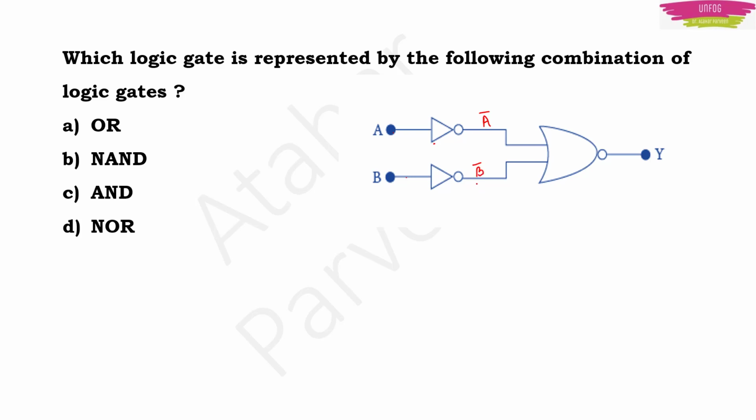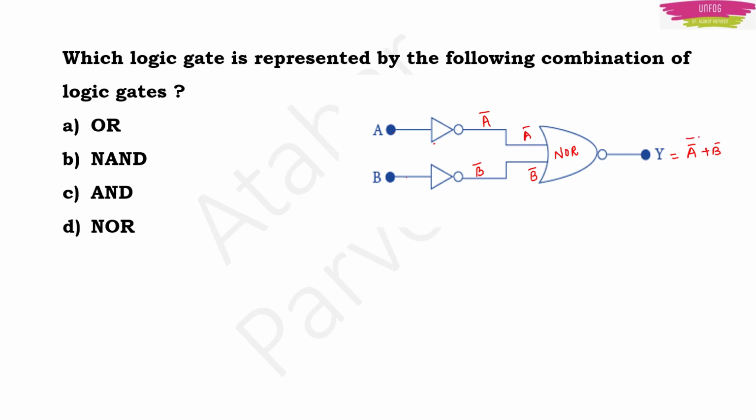And this A complement and B complement will be the input for this gate. And which gate is this? This is a NOR gate. So your output will be (A complement plus B complement) whole complement.